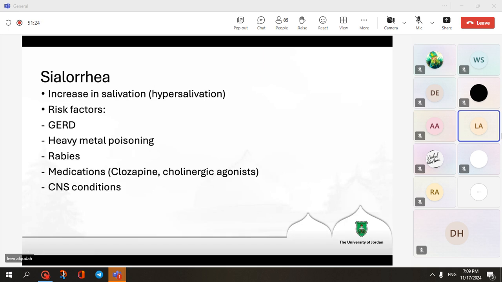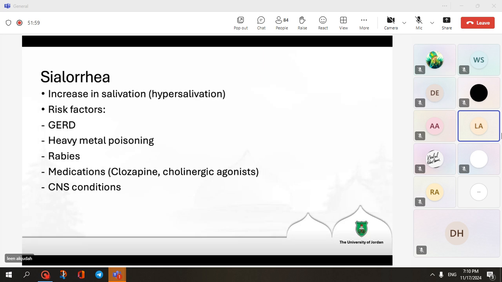Now, sialorrhea, if you're not familiar with the name, means that you have excess salivation. There are a lot of risk factors, but the most common is gastroesophageal reflux disease. Your salivary gland will act like a defense system or a buffering system whenever you need to purge, so you will have hypersalivation as a reaction. Heavy metal poisoning is also a cause of sialorrhea.